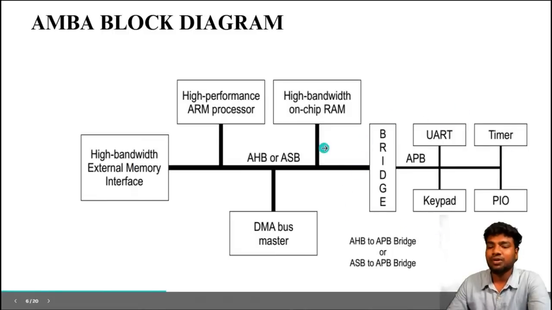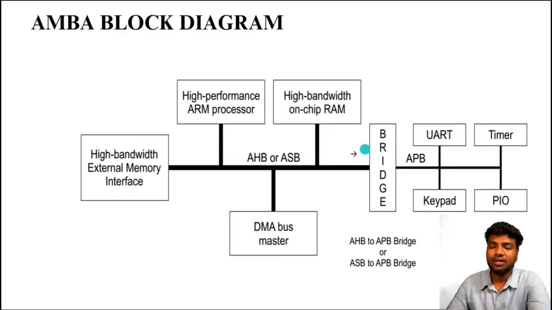It is used to make the communication between the high speed and the low speed, where high speed is AHB and the low speed is APB. So we have to use a bridge here.